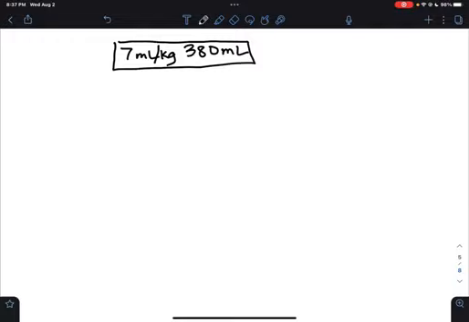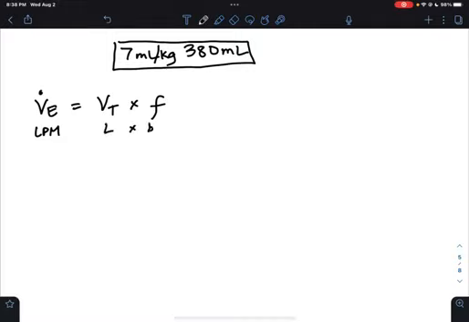Okay, and now let's calculate minute ventilation. Remember the equation for that? It would be tidal volume times frequency. Minute ventilation is going to be in liters per minute for the units. So tidal volume needs to be in liters, and frequency is already in breaths per minute, so you're all good with that. But if you're given a tidal volume in milliliters, then you have to convert it to liters.